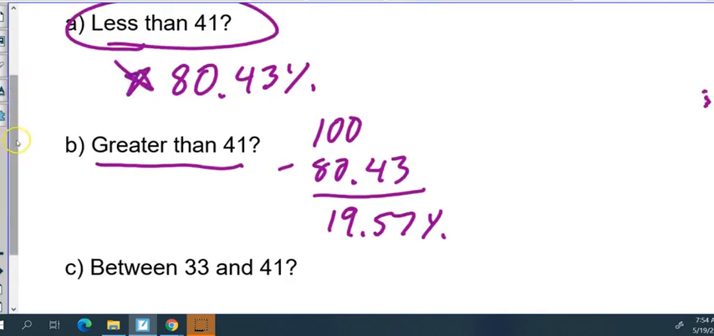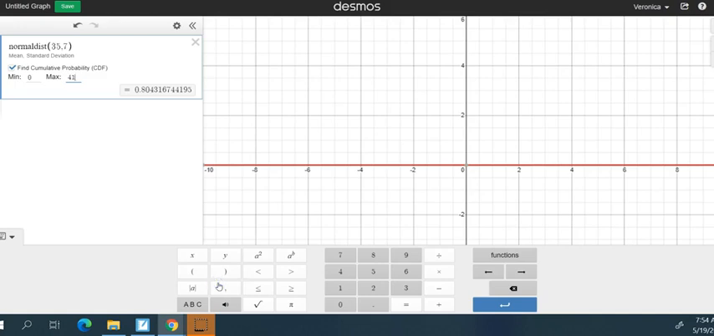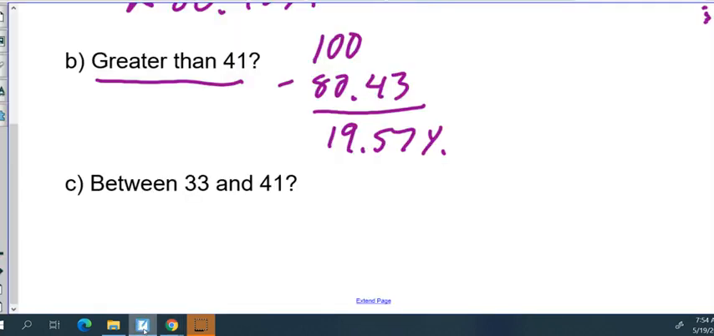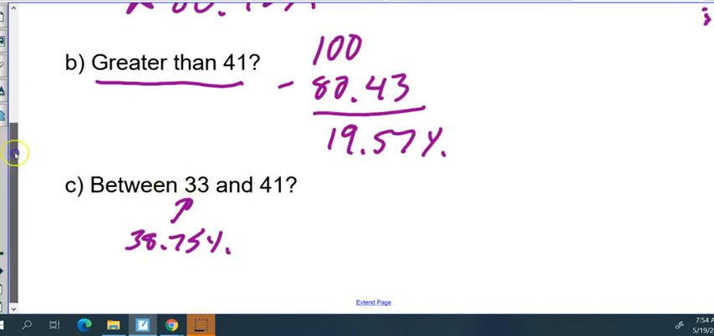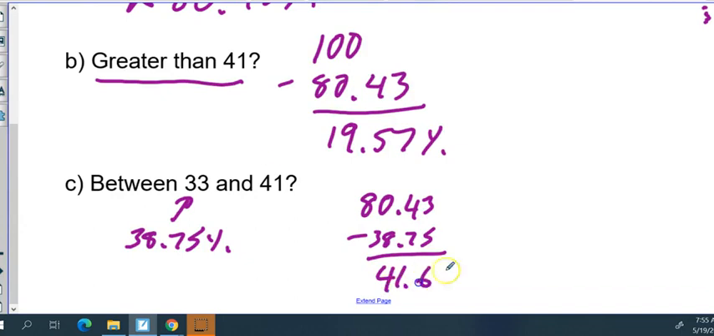To get what's between 33 and 41, well, I know what's less than 41. It's right here. Let's figure out what's less than 33. So we're going to go back over to Desmos and change our data point to 33. We'll notice that we get a percentage of 38.75%. So that's what's below 33. We know it's below 41. That was the 80.43. So now we can just subtract those two percentages, and we will get 41.68%.